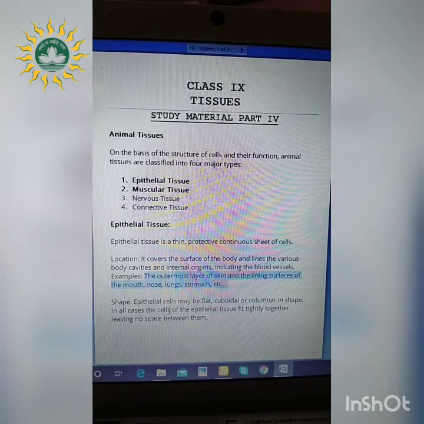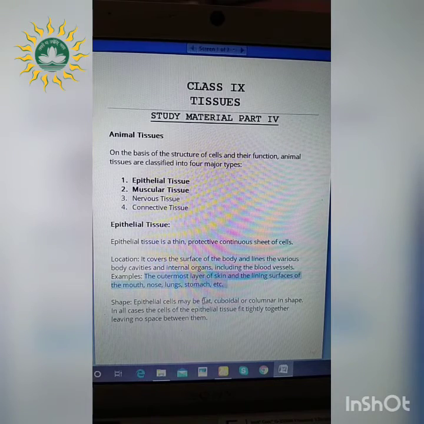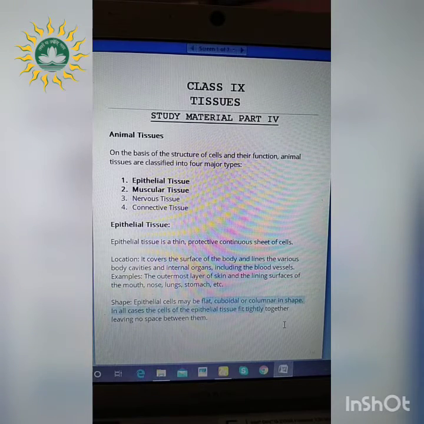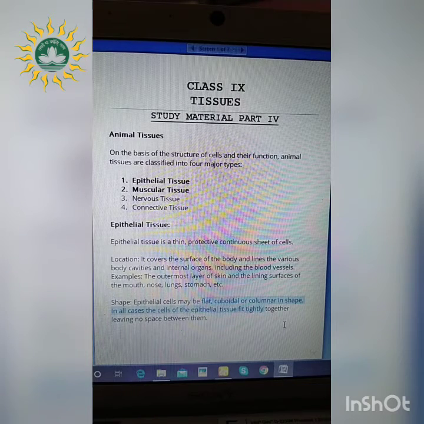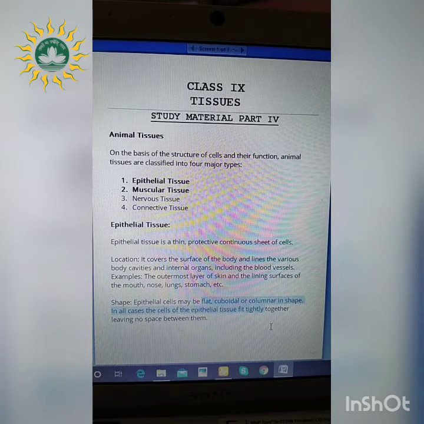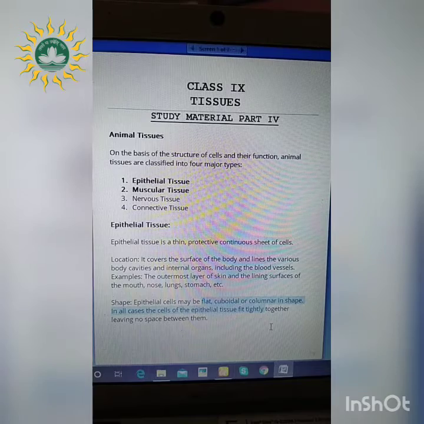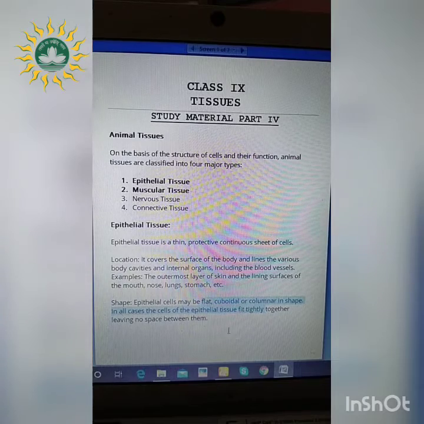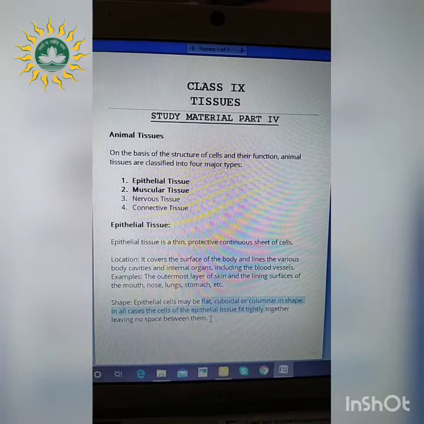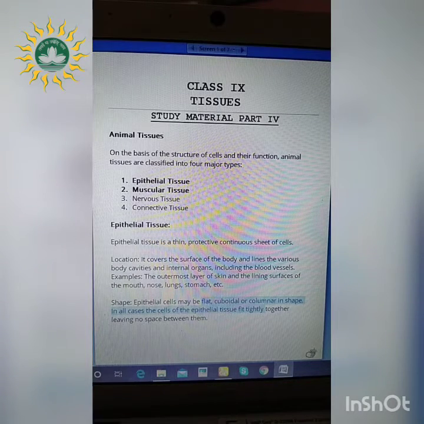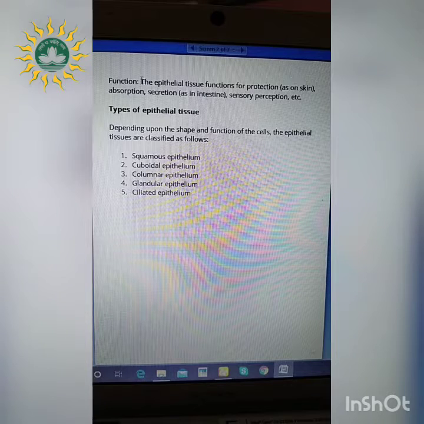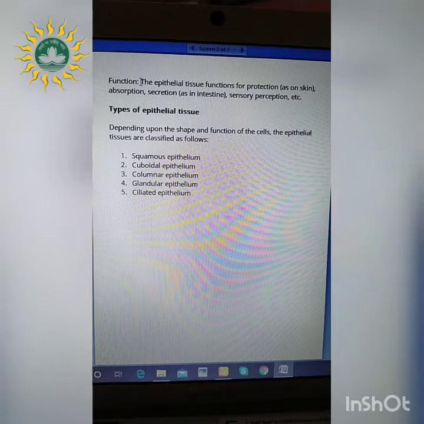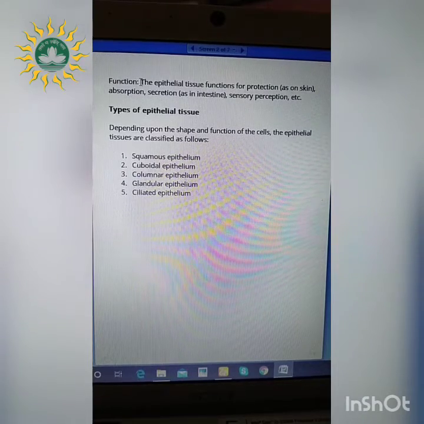Now coming to the shape. How does it look? What is the shape? It can be flat, cuboidal or columnar in shape. Flat we all know. It is a flat dish type. Cuboidal, cube shape. You have already studied in maths what a cube shape is, and columnar is a filament-like structure. In all these cases, wherever epithelial tissues are present, there are no spaces in between them. That means the intercellular spaces are absent in epithelial tissues. So what is the function? The epithelial tissue functions as a means of protection.